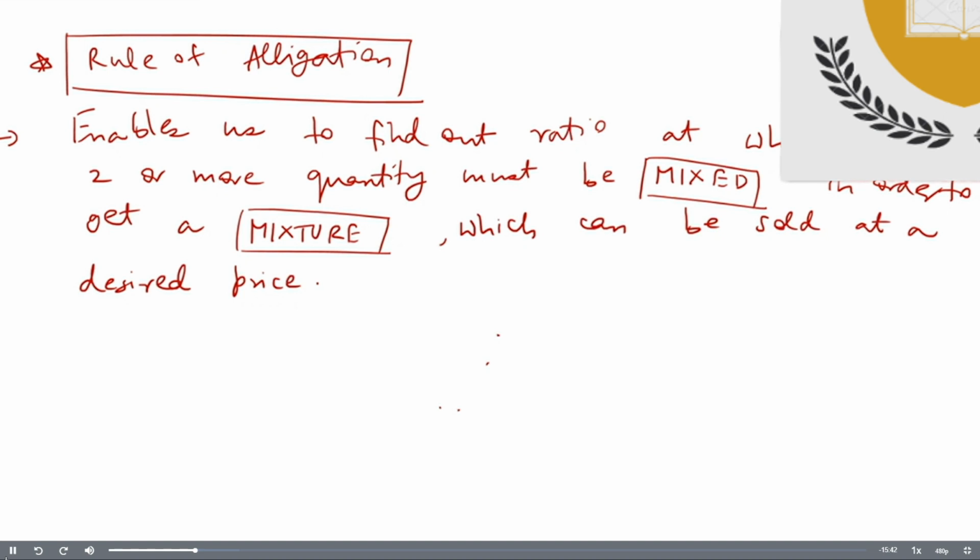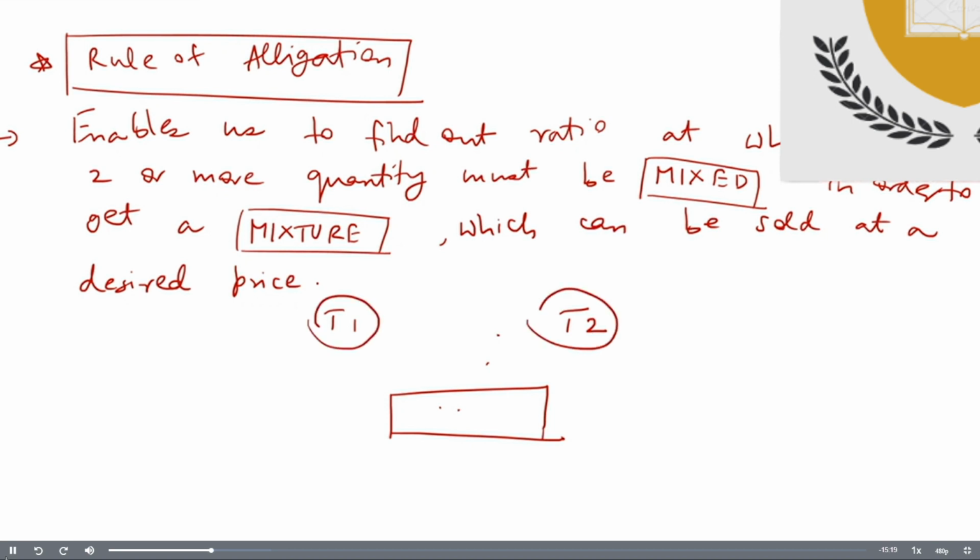So this type of question, this rule of allegation, when is it to be applied? We have to apply it when there is a mixture of two or more types of some product. For example, tea. There are two types of tea, T1 and T2, for which I know the cost price. I know the cost price of these two types of tea and I mix them in a certain proportion.